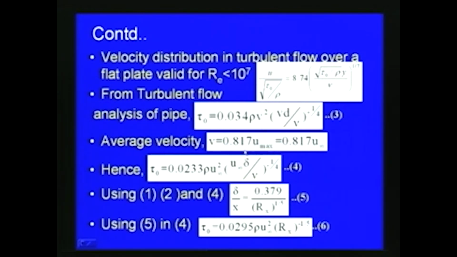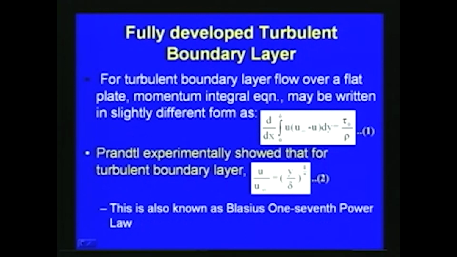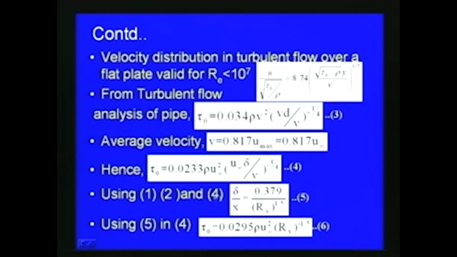So, by using this we can show that τ0 is equal to 0.0233 ρ u∞² (u∞ δ/ν) to the power minus 1/4, as in equation number 4. Now if you use the previous equation number 1, equation number 2 and equation number 4, we can show that for a turbulent boundary layer δ/x is equal to 0.379 divided by Rx to the power 1/5, as given in equation number 5.